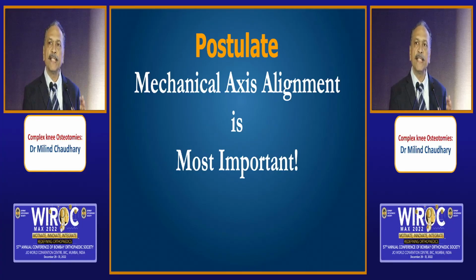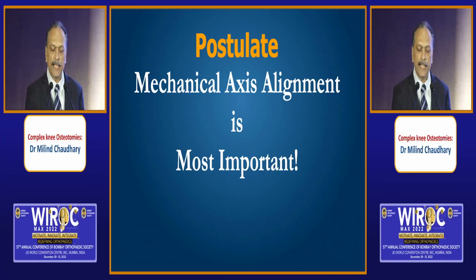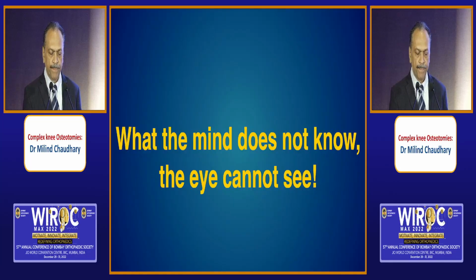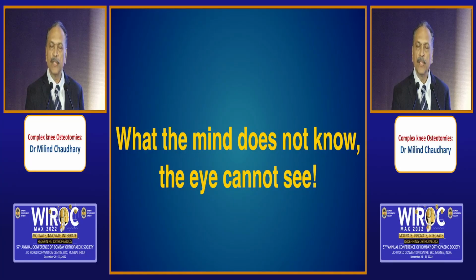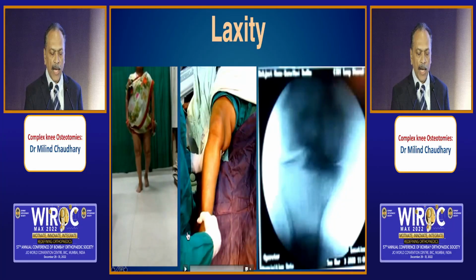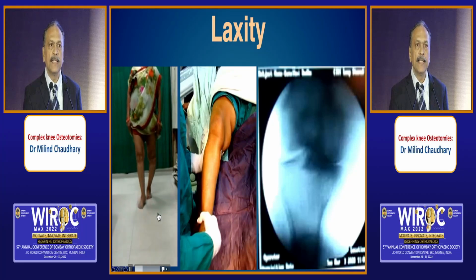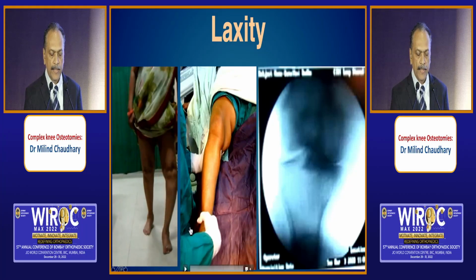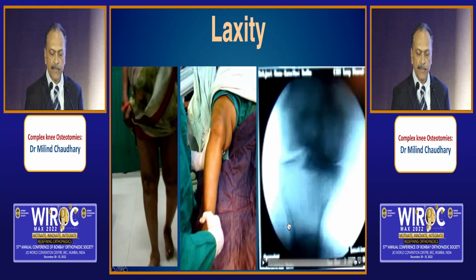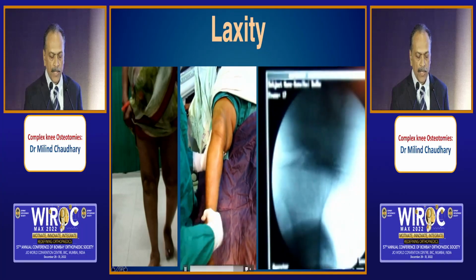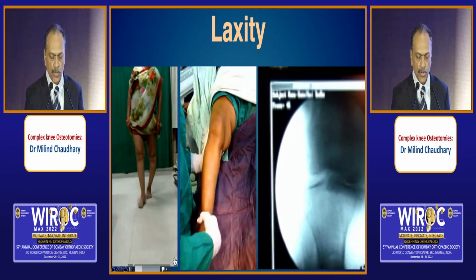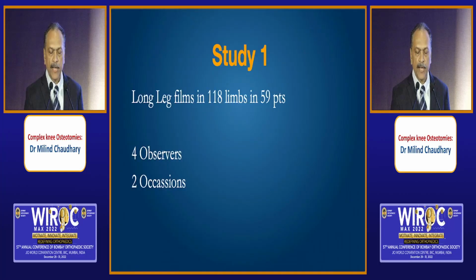The postulate to date has been that only alignment is most important. But what the mind doesn't know, the eye cannot see. Well, obviously what the eye can see is this lateral thrust and this sort of mediolateral laxity which can be recorded under the C-arm. So this is a sure giveaway for an intra-articular deformity.